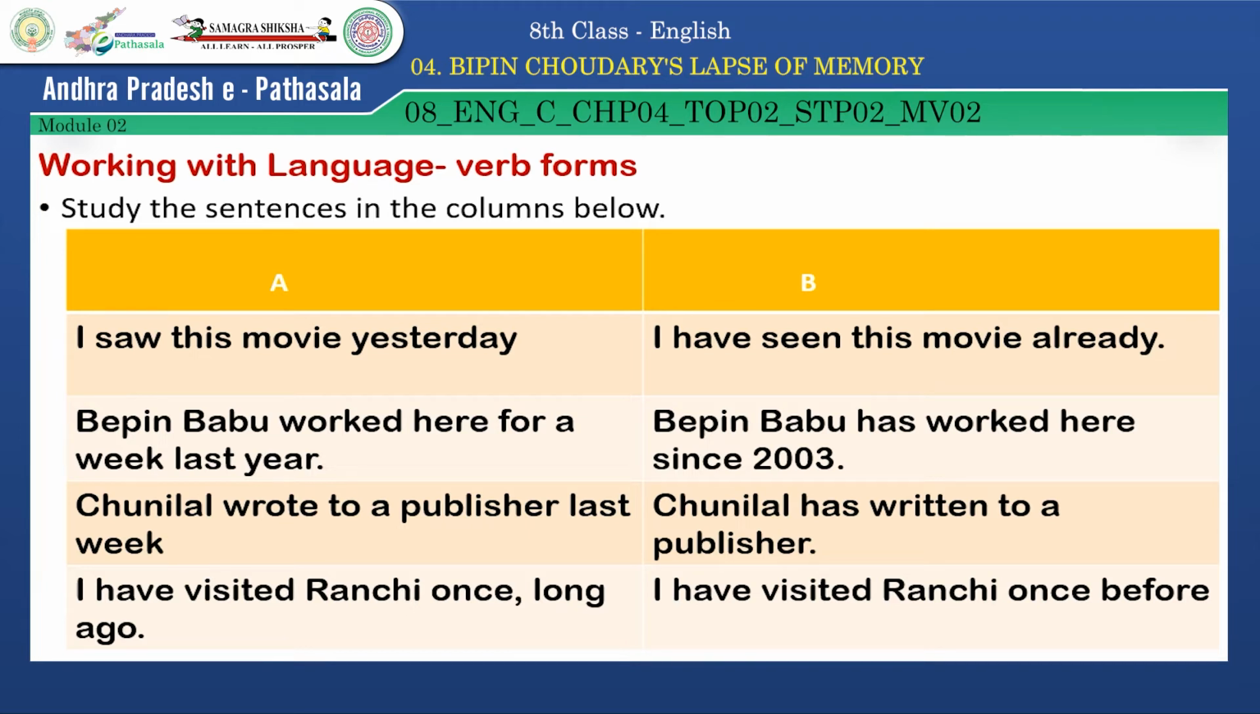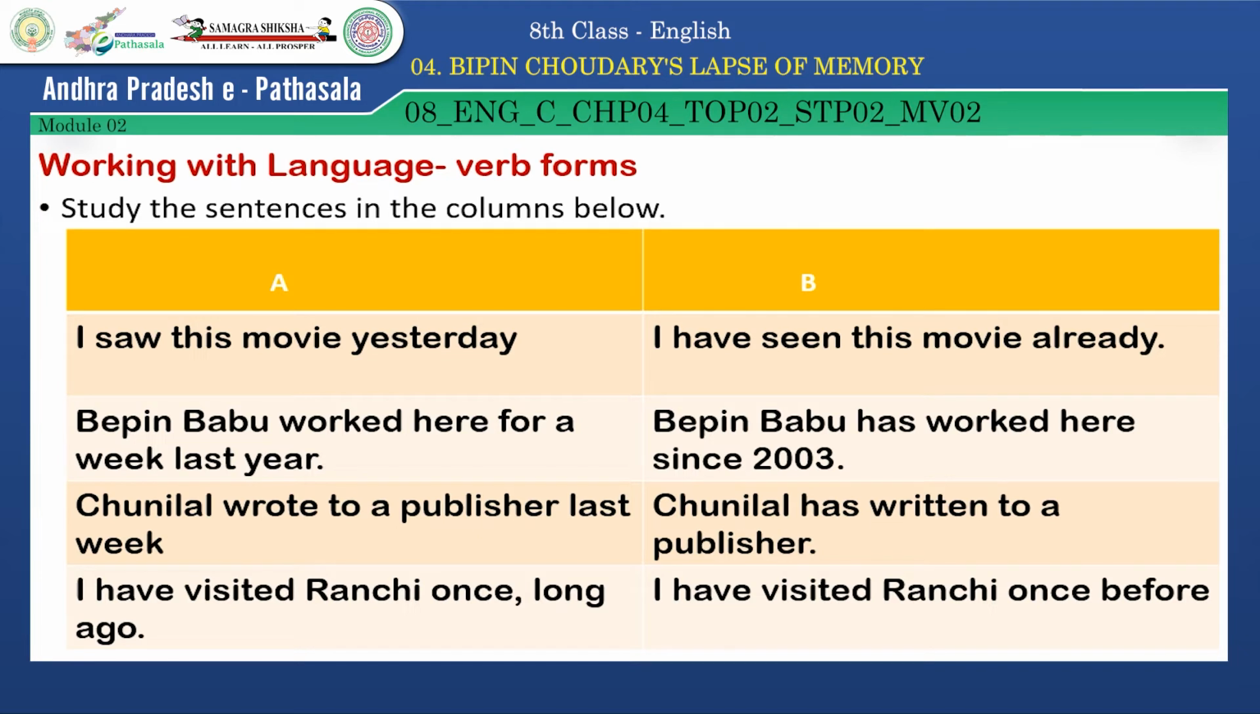Now column A: Chunilal wrote to a publisher last week. Last week he wrote, not now. It was completed. Okay, so simple past. When it comes to column B, Chunilal has written to a publisher. Maybe just now he might have written. So it has relevance to the present time. So this is present perfect. Whereas Chunilal wrote to a publisher last week, so he might be expecting a reply from the publisher. So column A might be simple past, but he is expecting the letter from the publisher.